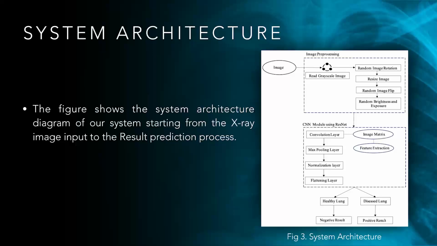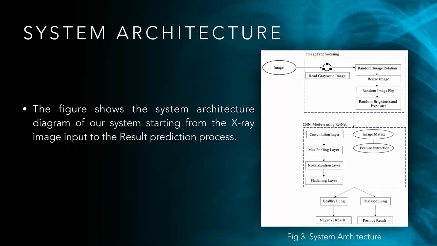After this, image resizing is done. Here, the image is resized to a standard dimension, which is 224 by 224 pixels, suitable for the CNN input. This ensures consistency and efficiency in processing. After image resizing, random image flip and random brightness and exposure adjustment is done.